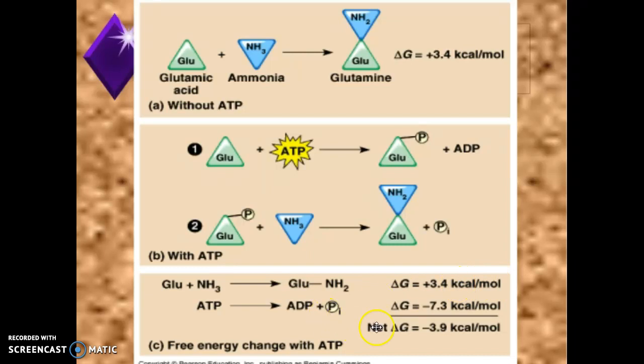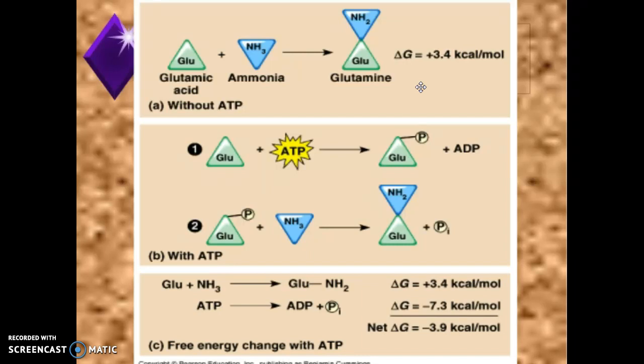So notice down here when we look in box C at our net delta G, which is our net change in our free energy. When we look at the non-catalyzed reaction, the delta G is plus 3.4. So that means that it's going to require an energy input to make this reaction happen. It's not going to be a spontaneous reaction.